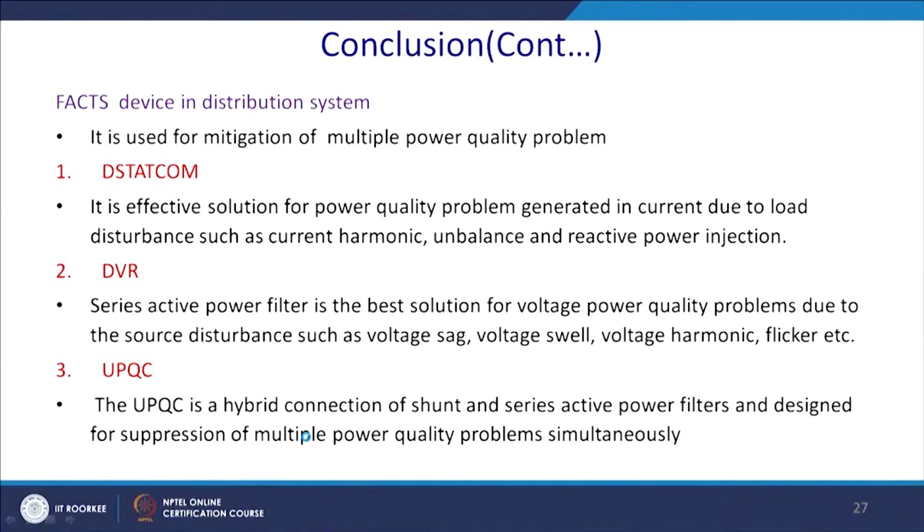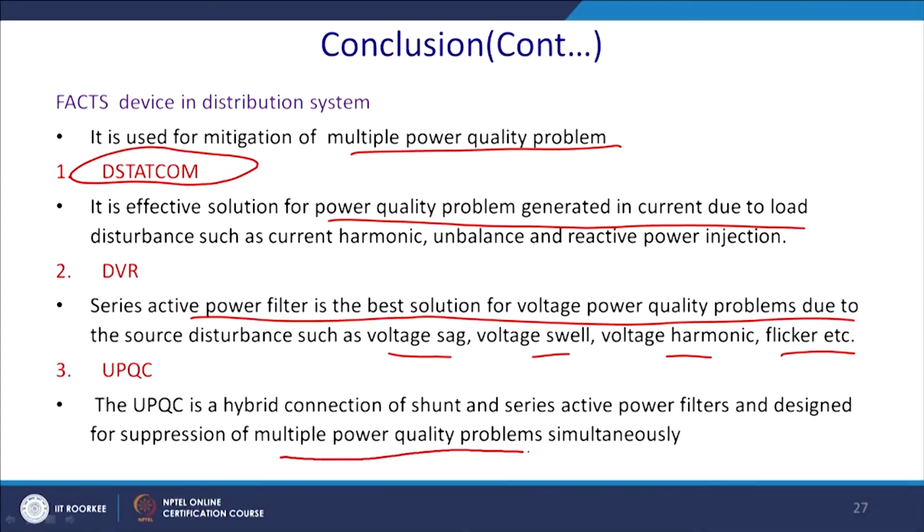So, FACTS devices in distribution systems are as follows. It is used for the mitigation of multiple power quality problems. It is basically the D-STATCOM. The rating will be lower, and thus we can make it with IGBTs, and this is very popular among power electronics people, who place it in a wide range of applications. It is an effective solution for power quality problems generated by the current due to load disturbance, such as current harmonics, unbalance and reactive power injection. These are problems of power quality rather than power transmission.